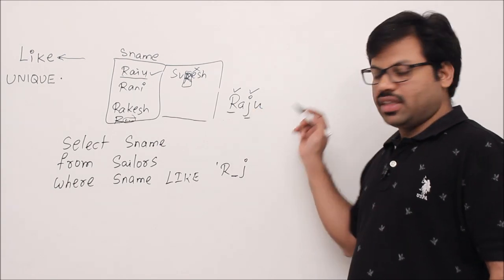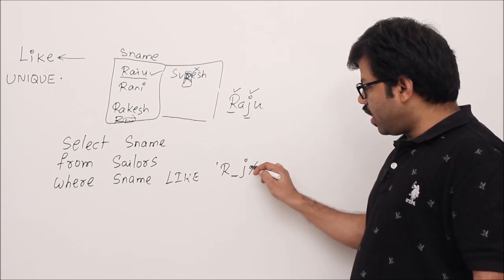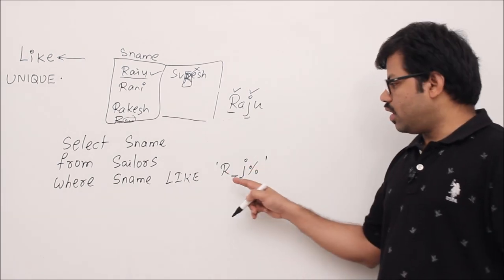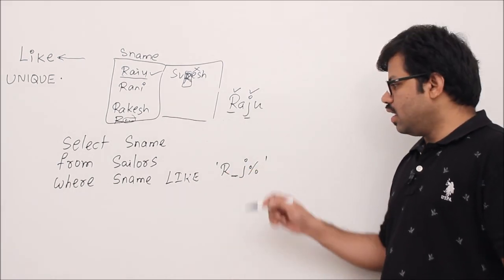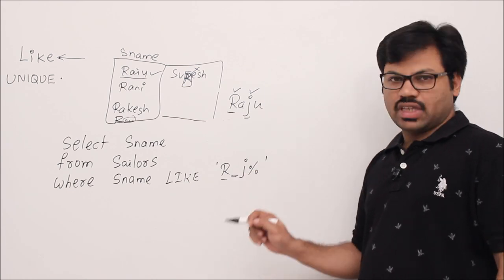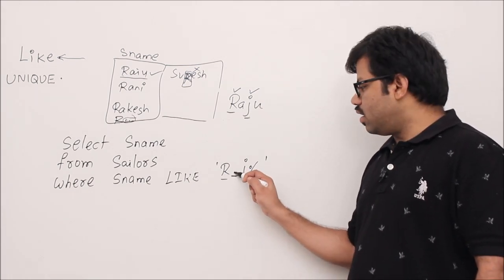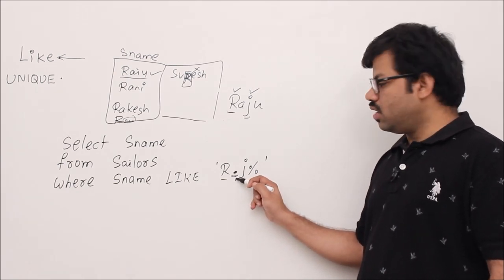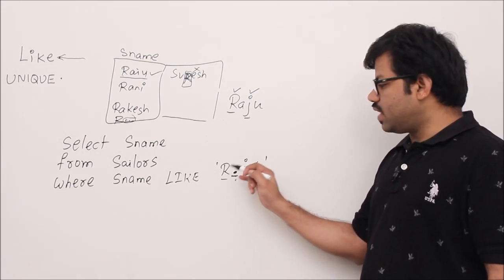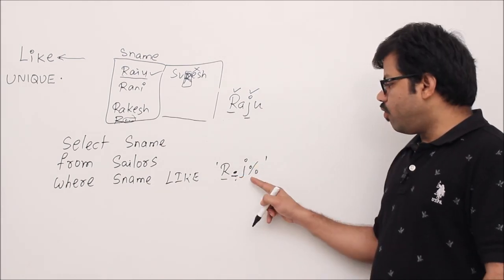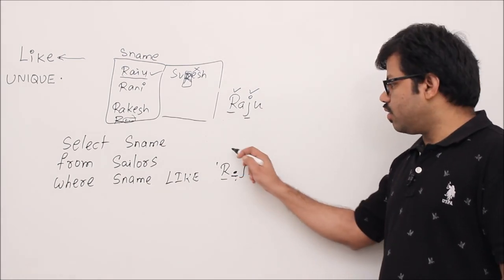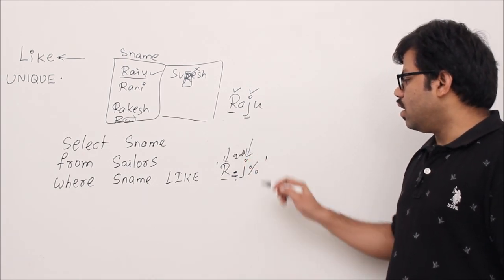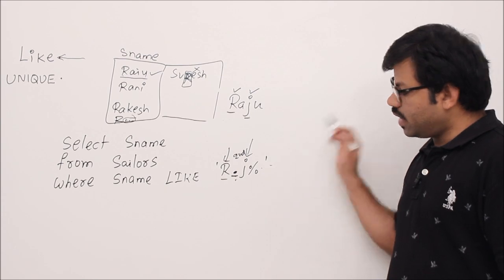After that you don't know the remaining thing. Let's say if you don't know the remaining thing, you write percentile. So when you write it, your DBMS will search like this: any name which starts with R, then the second letter underscore, because you wrote it in the second position. That underscore is nothing but the second letter is anything, followed by the third letter J. Second letter is anything. Now after that, percentile.